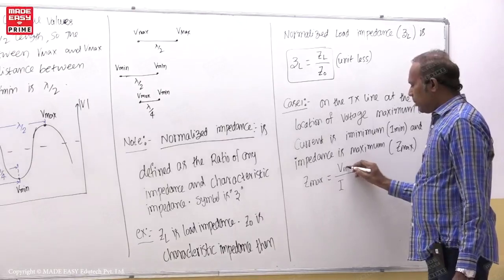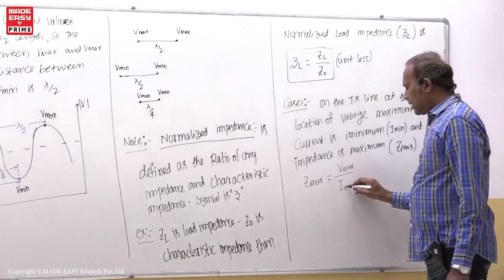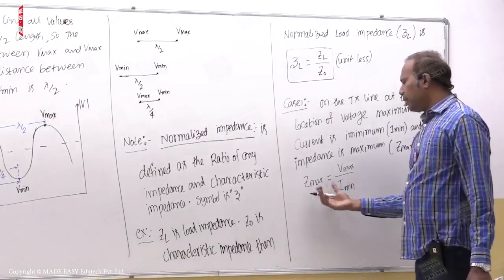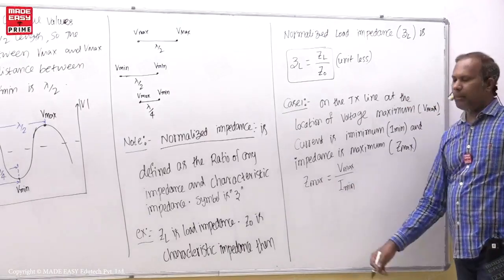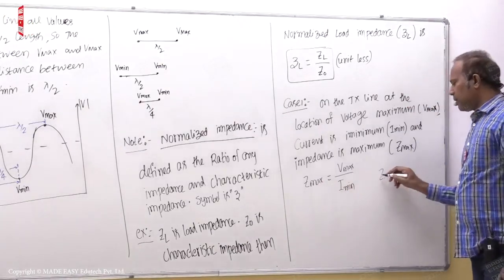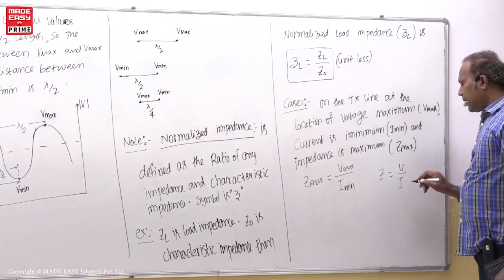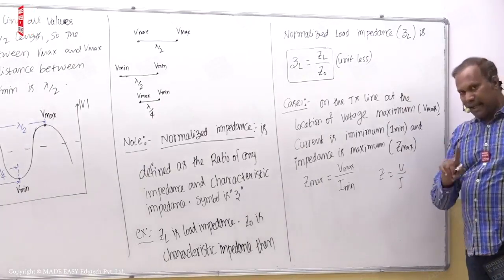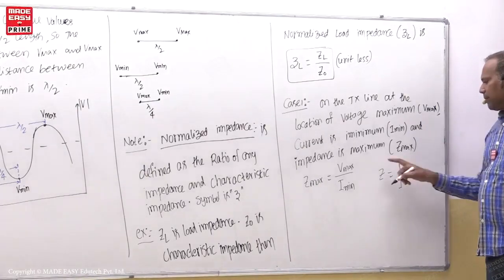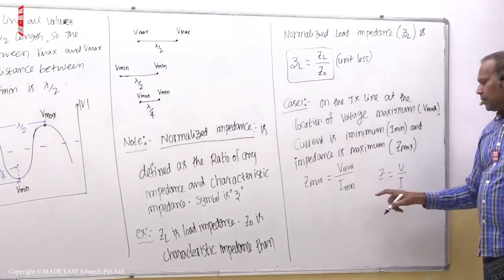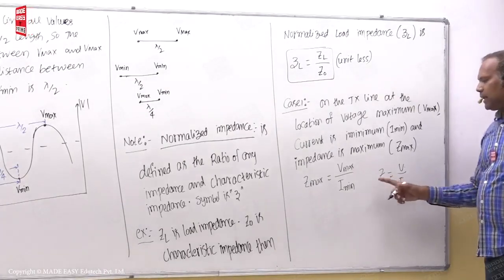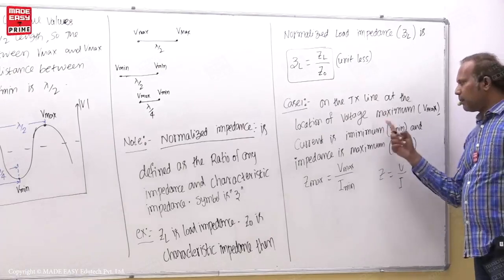Then numerator quantity maximum, denominator quantity minimum, then automatically impedance will be maximum. Actually, impedance is equal to V by I. So your common sense says numerator quantity maximum, denominator quantity minimum, then automatically this quantity is maximum. That is the statement written here.